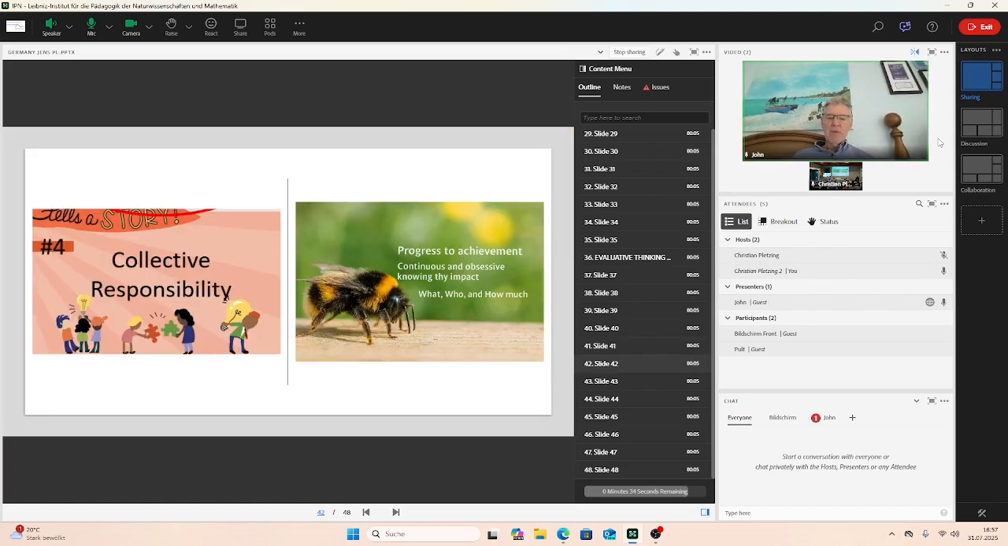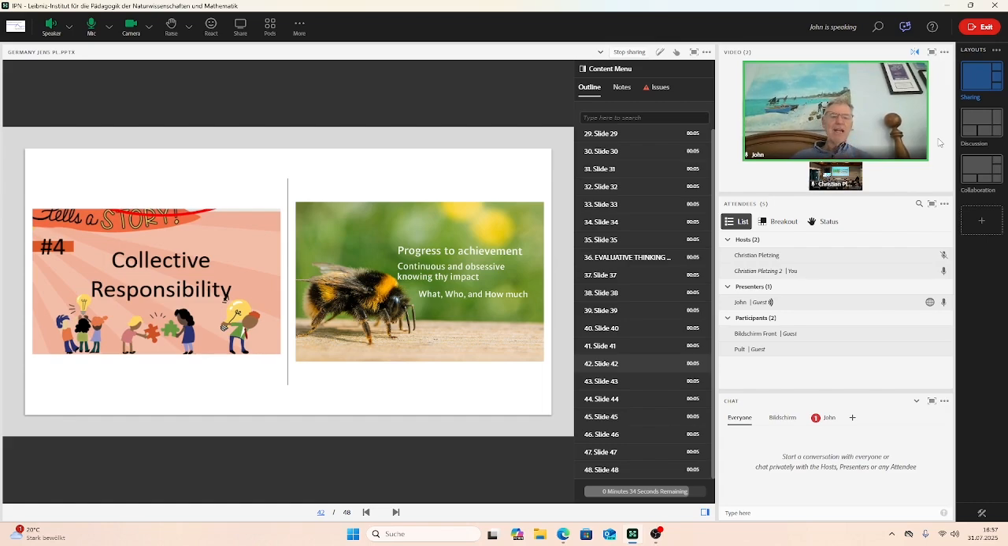So what's my message here? Progress to achievement collectively. How do we get, well, that slide's wrong, I'm sorry. Forget the buzzy B. The buzzy B is there because one of the attributes of collective efficacy is teachers are very nosy. They want to get inside how the teacher's thinking, how other teachers are thinking.